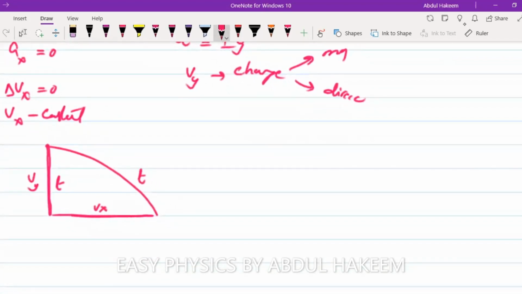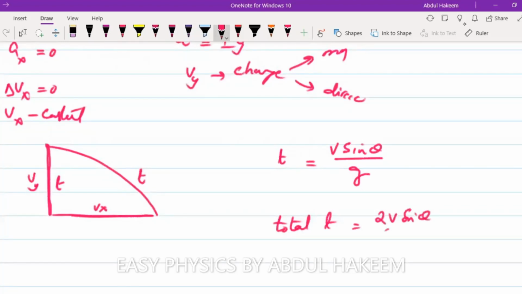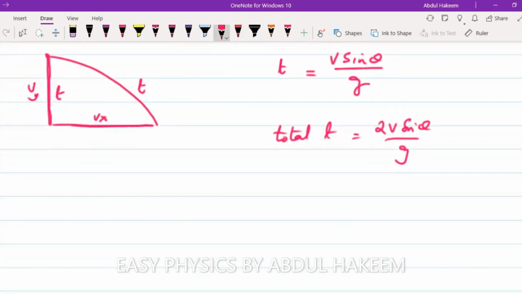And for the time, one side, top to bottom or bottom to top, t is equal to v sine theta over g. For the total time of the flight, it becomes 2v sine theta over g. And for the vertical height, you can apply the formula s is equal to ut plus half at square. Our height is equal to v square sine square theta over 2g.